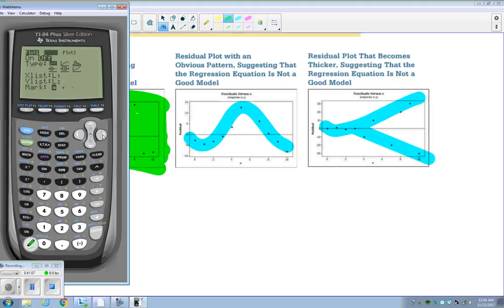Going now back up and over to plot 2. Cursoring over and going to plot 2. I'm going to come down and press on. So I'm turning on plot 2. I want a scatter plot, so I'm going to leave it just as it is. But here's the difference. Instead of saying X list L1 and Y list L2, I'm going to cursor down to Y list and change that to list 3 because that's where I put my residuals. So second L3.